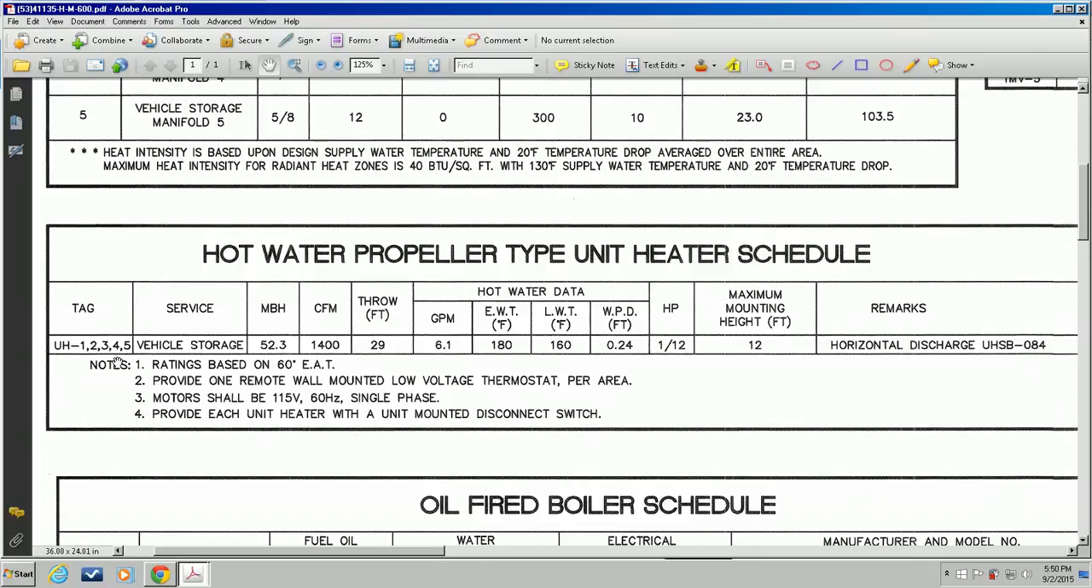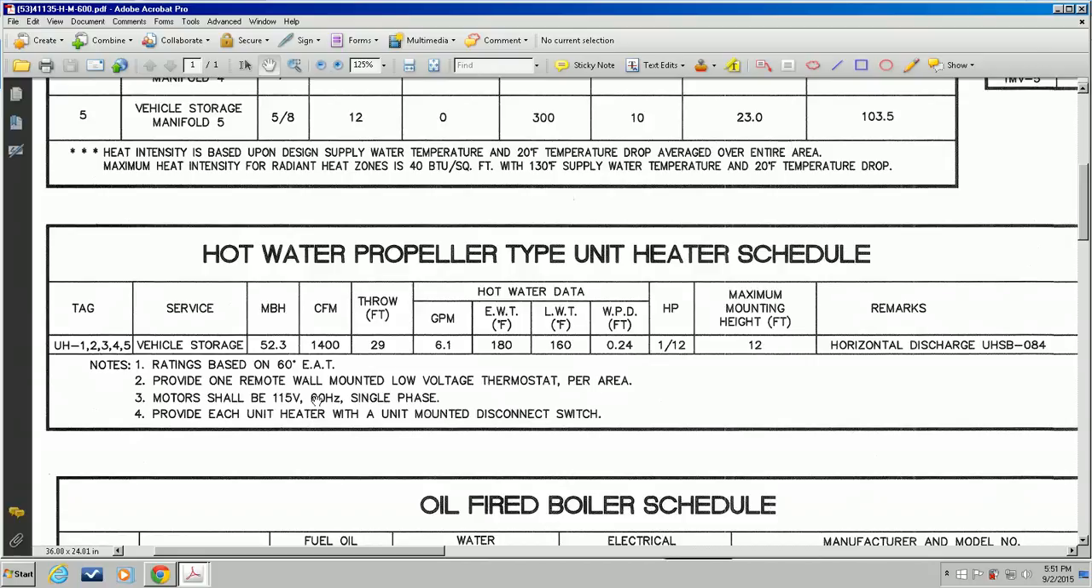Other important parts of the schedule are the notes. It is important to realize that there are things that are shown in the notes that we have to provide, as well as the specifications. In this case, the units are based on 60-degree EAT, which is entering air temperature. That means they're calculating the performance of the unit based on a 60-degree entering air temperature that's on the intake side of that coil. The engineer is also instructing the contractor to provide, or the manufacturer to provide, one remote wall thermostat, which is low voltage, that means 24 volts per area.